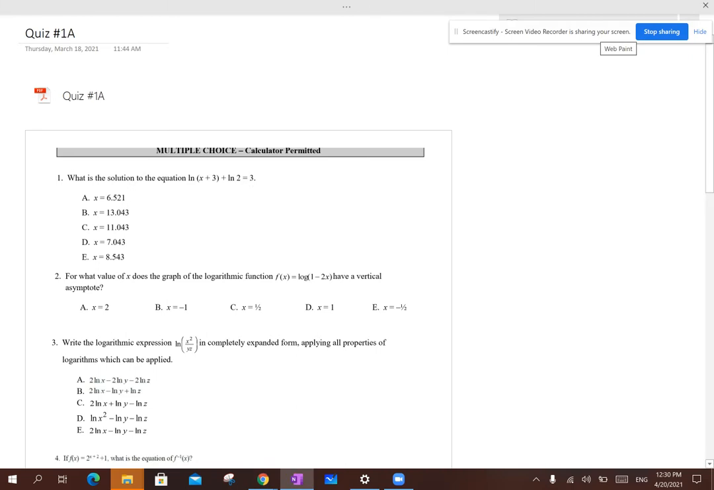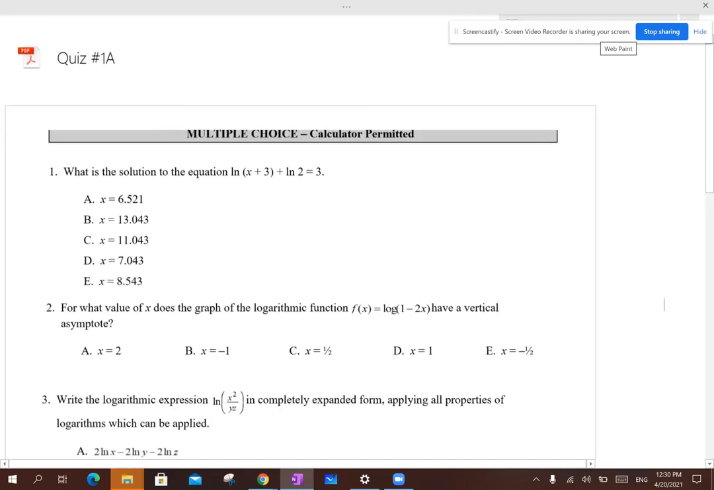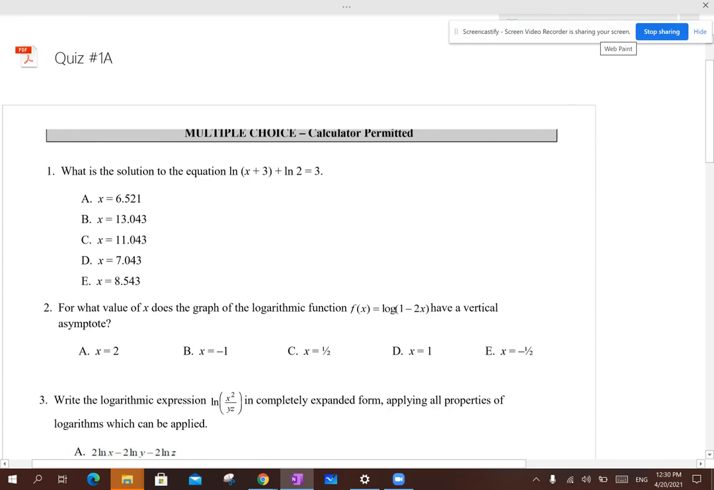All right, so we're going to go over the quiz so that way you can get better prepared for the test. So let's take a look at number 1.